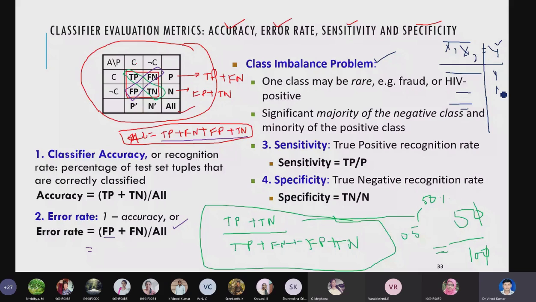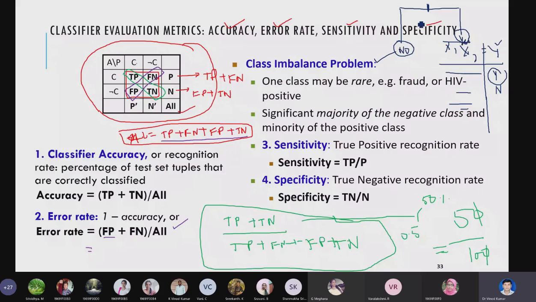If in your data set the number of yes is more and the number of no is very less, or the number of yes is very less and no is very high, what will happen? There will be imbalance. Imbalance means, suppose you are weighing things, you are getting the number of no's very high and the number of yes very low.